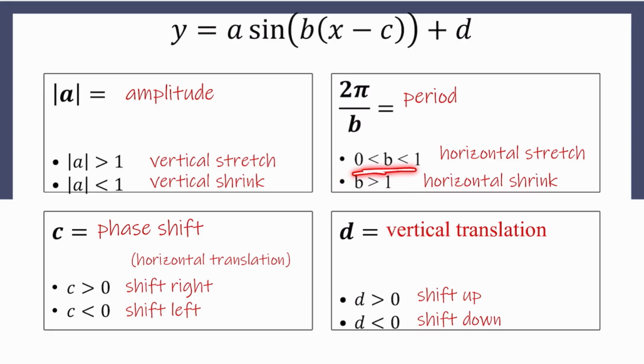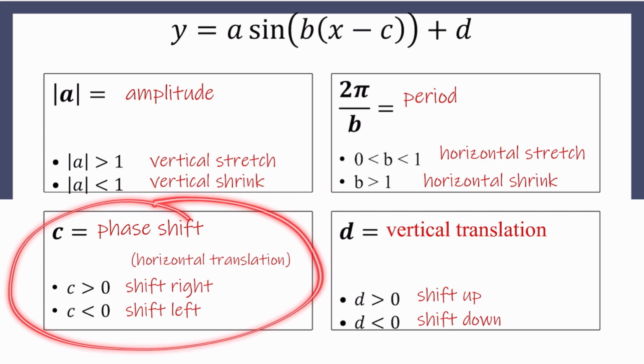And if b is a fraction between 0 and 1, it's going to be a horizontal stretch. C is known as your phase shift, which is basically the same thing as a horizontal translation. And if c is greater than 0, it's going to shift to the right. And if c is less than 0, it's going to shift to the left. So that's going to be very similar to what you've seen in other types of functions in Algebra 2.